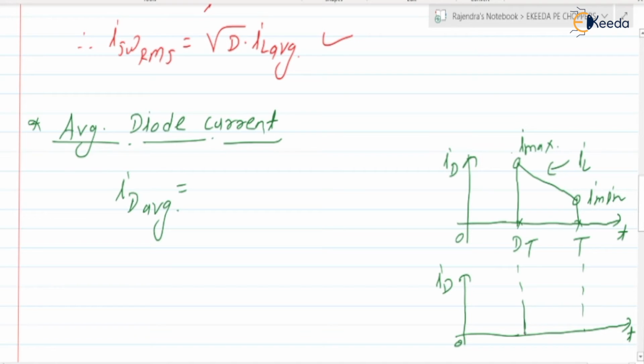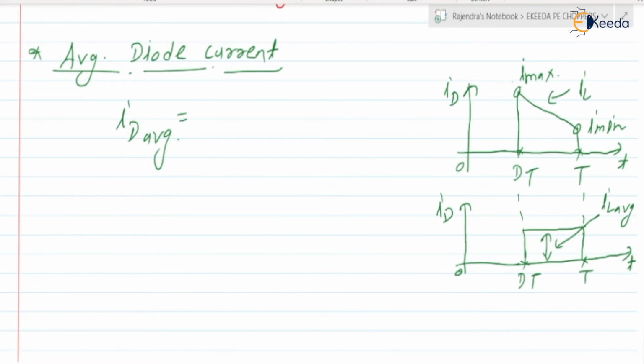So the average value will be like IL average only. Are you getting the point? IL average, it is from dT to T. Now we can write ID average is equal to what? 1 by T integration from dT to T, during this interval it is IL average, into dt.